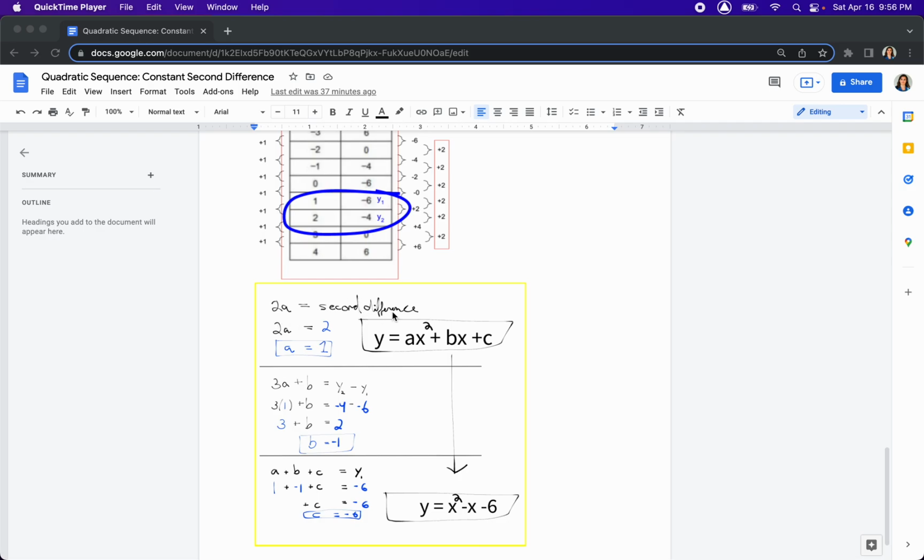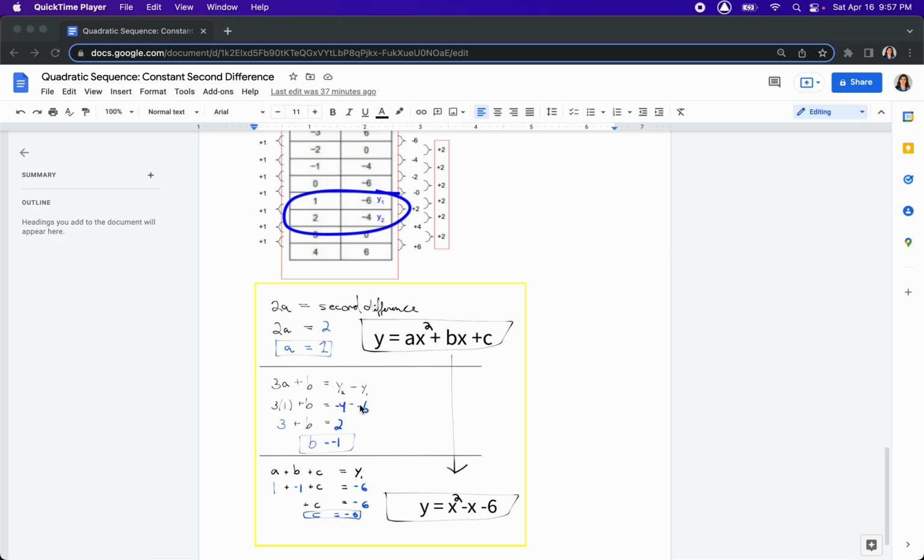2a equals the second difference. So I only have one variable here that's easy to plug in. 2a equals 2, and therefore a equals 1. The second law is 3a plus b equals y2 minus y1. I know a is 1, so I can plug that in. 3 times 1 plus b equals y2 minus y1.